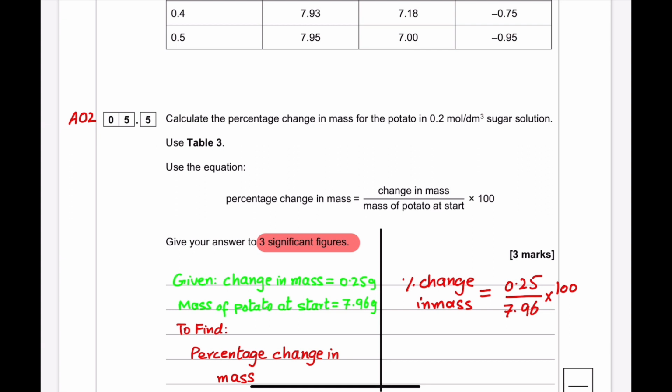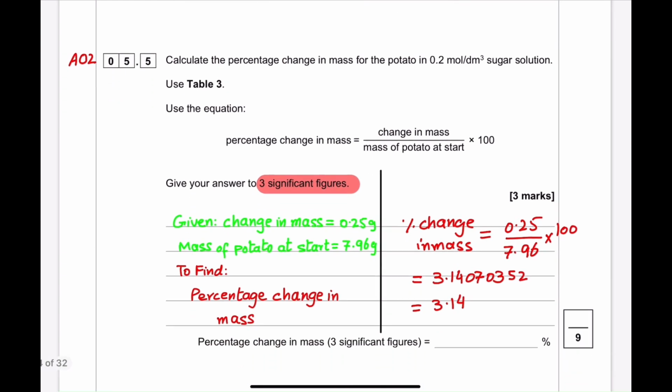It is approximately equal to, with the help of the calculator, 3.1407. But as already mentioned in the question, the student needs to give the answer up to 3 significant figures. So the answer is 3.14%.